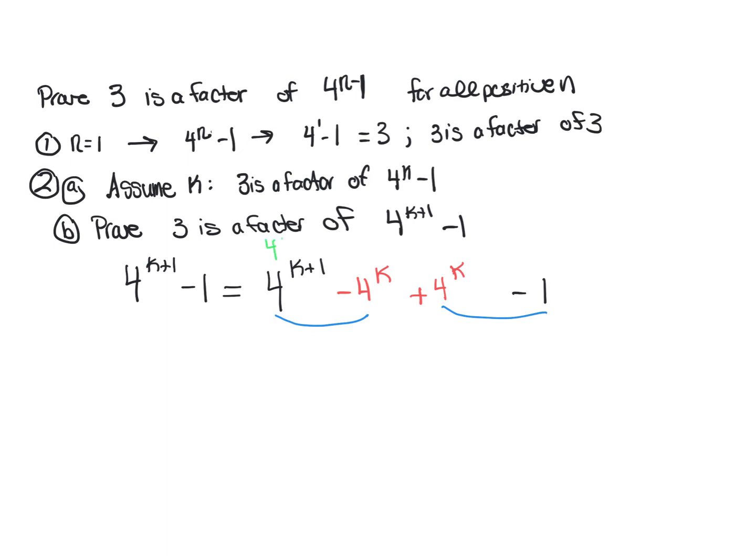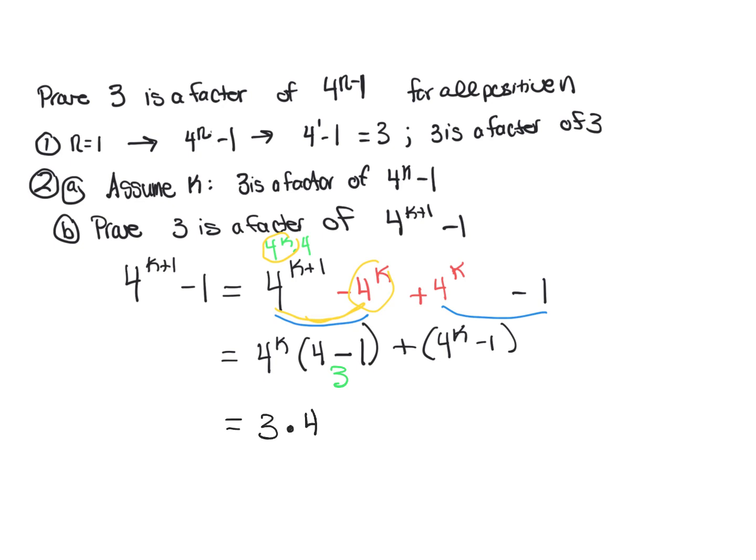Let me rewrite this. This right here, again, remember, this is 4 to the k times a 4. In the first group, they both have a 4 to the k. So I'm going to pull out a 4 to the k, and you're left with 4 minus 1 as your placeholder. Plus, the next one doesn't factor, so I just get 4 to the k minus 1. So let's look at what we have. This right here is really a 3. So I can write this as 3 times 4 to the k.